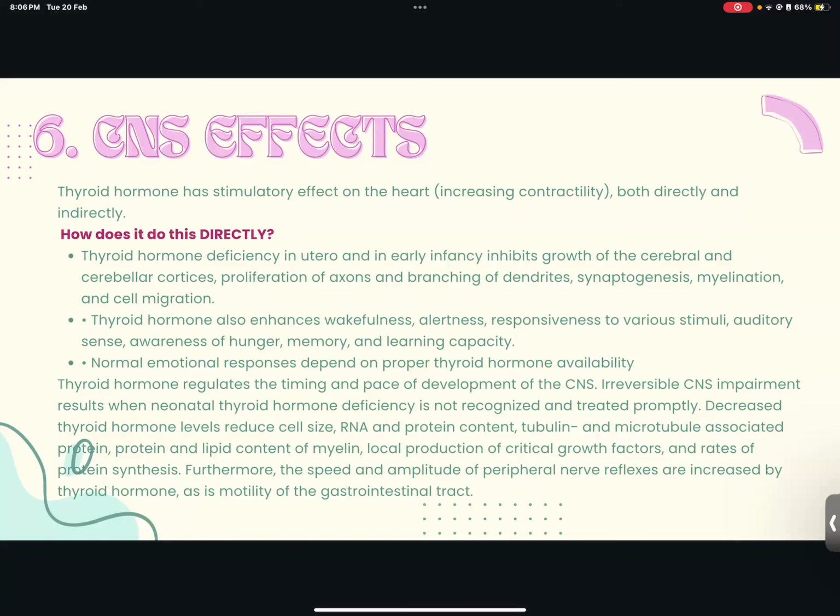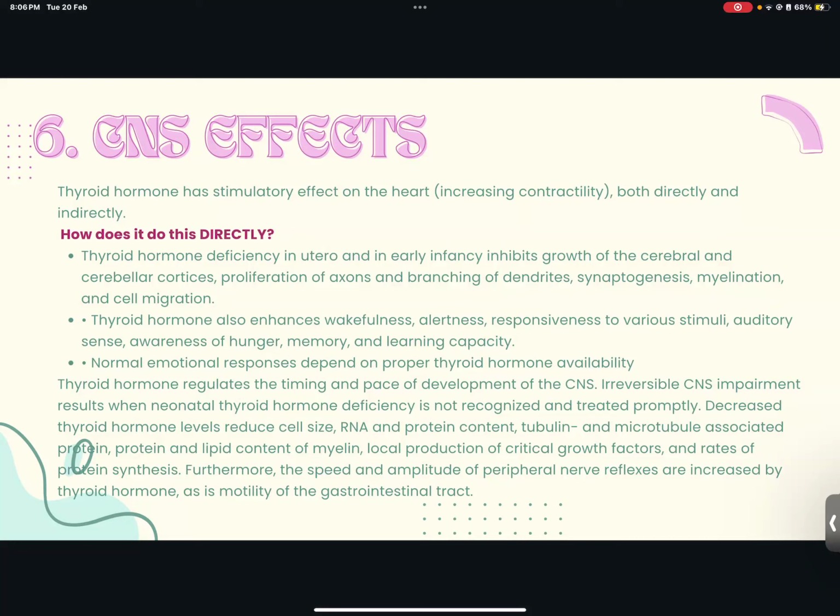So if a person has lower levels of thyroid hormone, they might not be awake or alert, they're going to be sleepy all the time. However, if they do have a lot of thyroid hormone, what's going to happen is that they're going to be irritable and angry, and they're just not going to be in a good mood. So the thyroid hormone is important in regulating wakefulness and alertness, and also memory. And the importance of having normal levels of thyroid hormone is to have normal emotional responses.